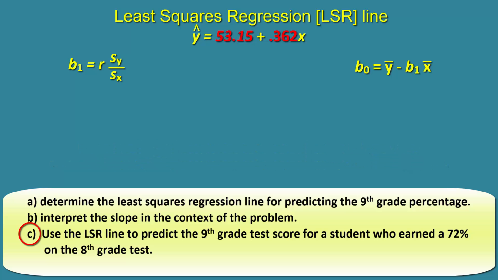Predicting a 9th grade score from a student who scored a 72% on the 8th grade exam, we arrive at the predicted 9th grade percentage of 79.5%.